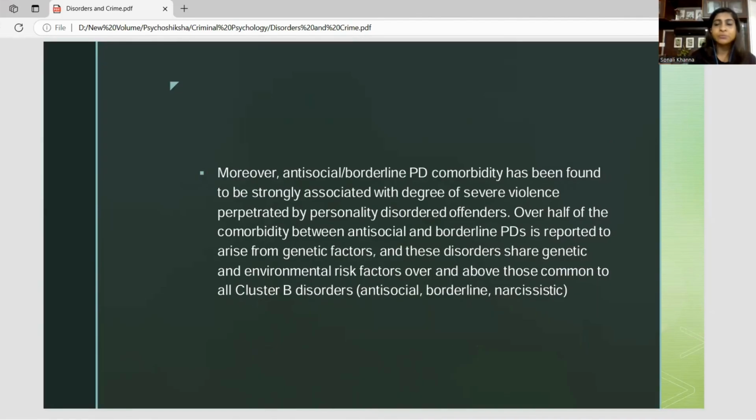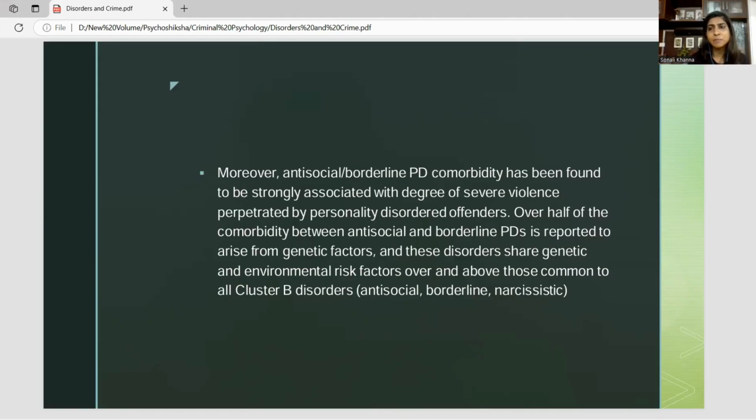The last point here on the relationship between personality disorders and criminal behavior. Moreover, antisocial and borderline personality disorder comorbidity has been found to be strongly associated with the degree of severe violence perpetrated by offenders with personality disorders. Over half of the comorbidity between antisocial and borderline personality disorder is reported to arise from genetic factors. And these disorders share genetic and environmental risk over and above those common to all cluster B disorders, that is, antisocial, borderline, and narcissistic.